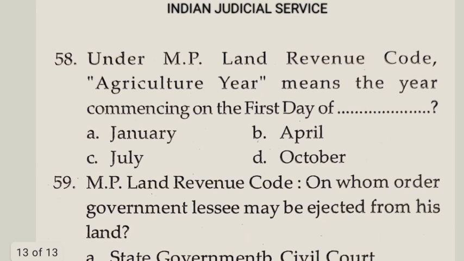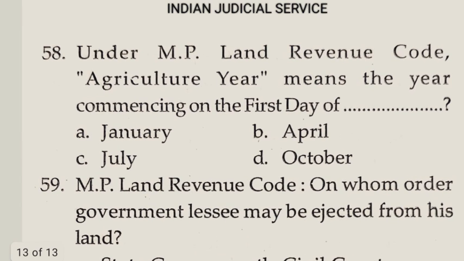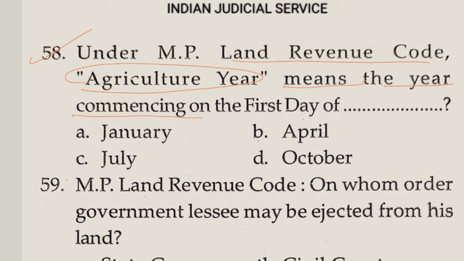Now question number 58, under MP Land Revenue Code: the agriculture year means the year commencing on the first day of July. First day of July. So the answer here is option C.